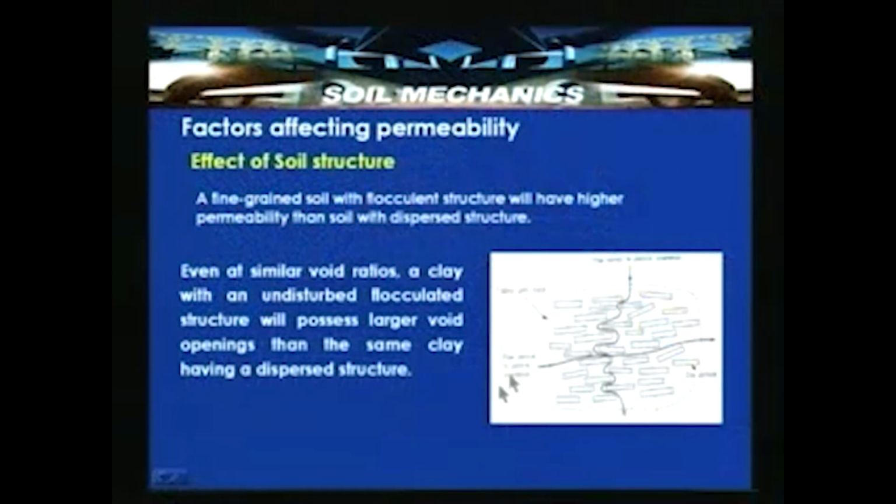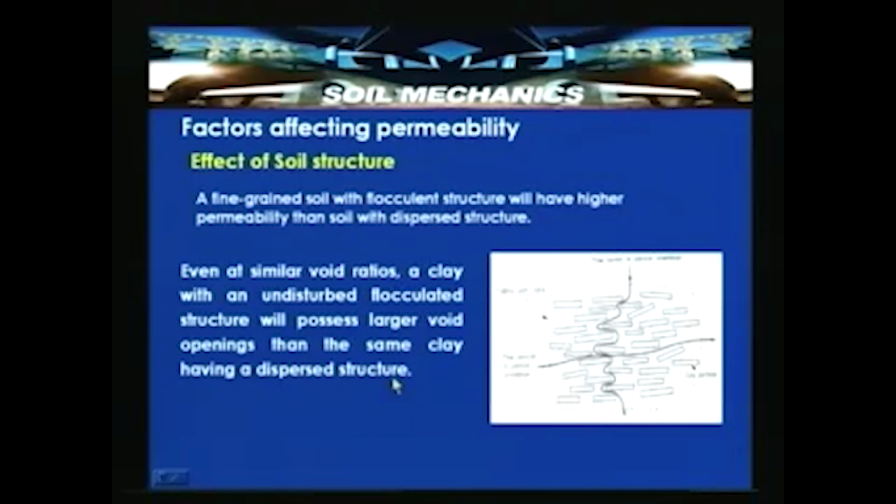So, the dispersed structure will have a low permeability overall compared to flocculent structure, and also the flow is anisotropic in condition. The horizontal permeability is different from vertical permeability. The horizontal permeability, which is in the direction of, or parallel to, the orientation of particles, is very high compared to the vertical permeability, that is, flow normal to the particle orientation. So, even at similar void ratio, a clay with an undisturbed flocculent structure will possess larger void openings than the same clay having dispersed structure.